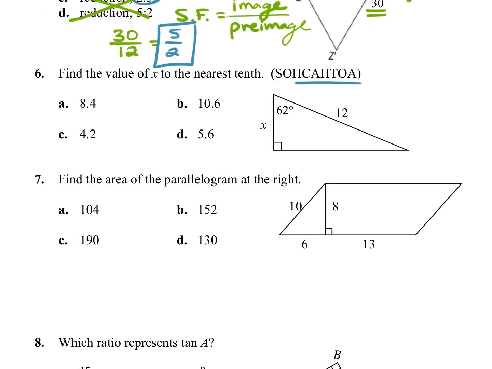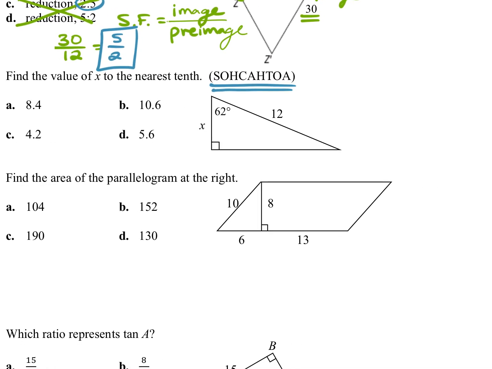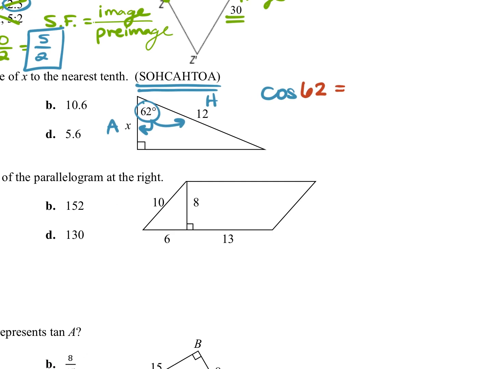Okay, this one, and I wrote this on the thing too. Use SOHCAHTOA. How do you set this one up with SOHCAHTOA? It's adjacent and hypotenuse. Yes. So you start at the angle. You have the adjacent side, and you have the hypotenuse, so that is the cosine. What always comes after the trig function? Always the angle, 62. So cosine 62 equals what? x over 12.